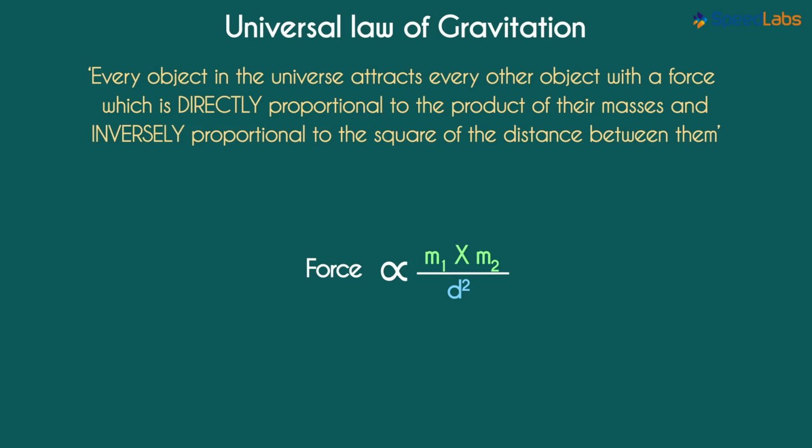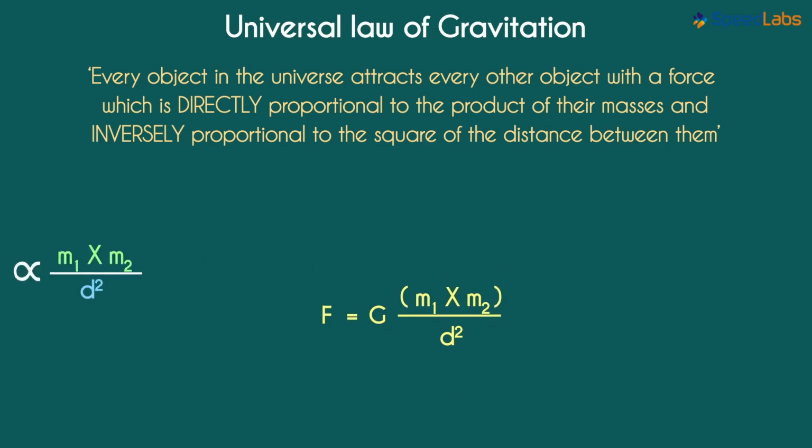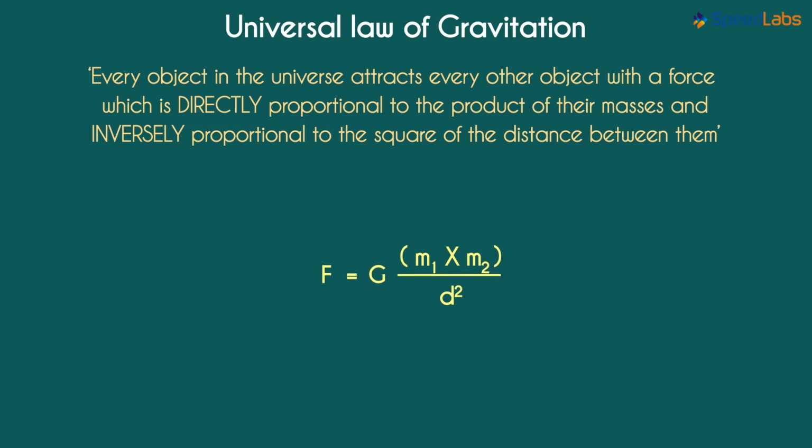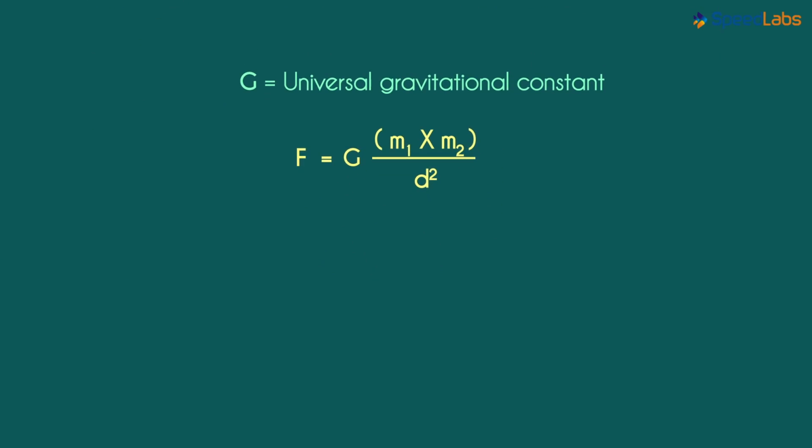This can be written as F equals G times m1 times m2 over d squared. G here is the constant of proportionality and is called the universal gravitational constant. The equation can be modified and written as G equals F times d squared over m1 times m2.